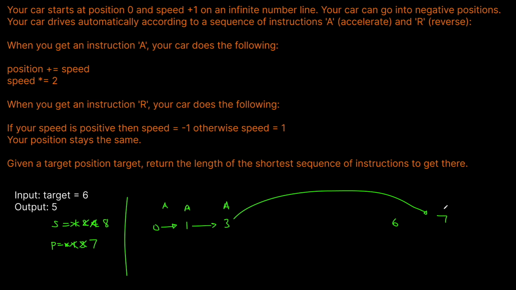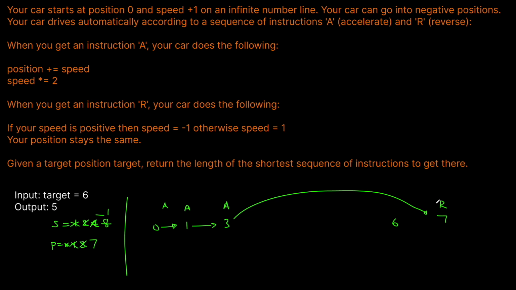So from here, we need to issue a reverse command. What happens when we issue a reverse command? Our speed is positive, so that means our speed now becomes -1 and our position stays the same. So we're still at 7. Okay, so that means that our speed is -1, so we want to go to the left.